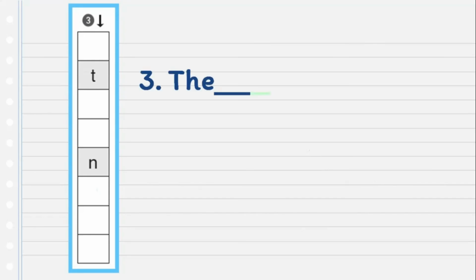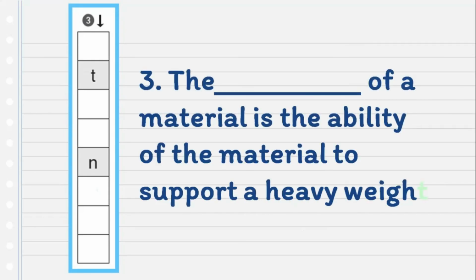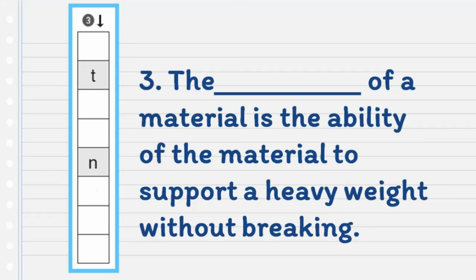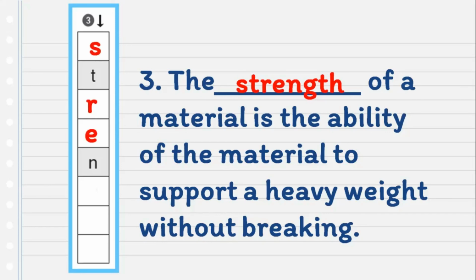Number 3. The blank of a material is the ability of the material to support a heavy weight without breaking. Do you know the answer? Great. The answer is strength. We've got S, T, R, E, N, G, T, and H. Strength. The strength of a material is the ability of the material to support a heavy weight without breaking.